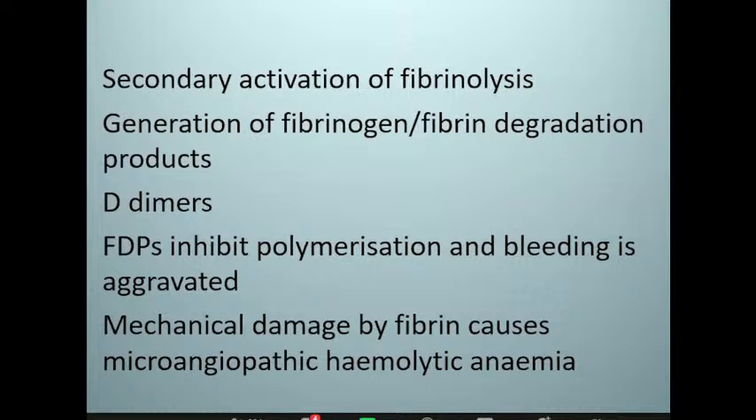And because we have fibrin present in the microvasculature, as the red cells traverse through the microvasculature, the fibrin strands will damage the red cells. So the red cells get sheared because of the fibrin, and fragments are produced, and that is what we see on the peripheral blood film: fragmentation of red cells.